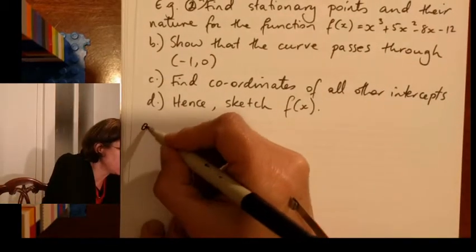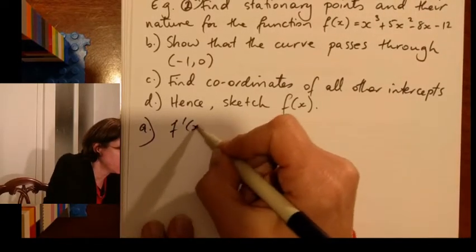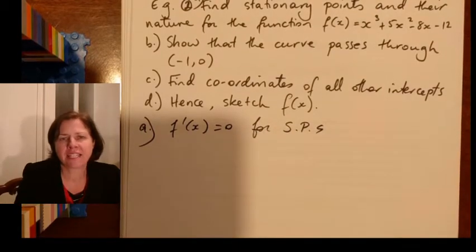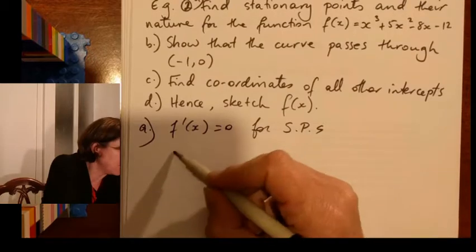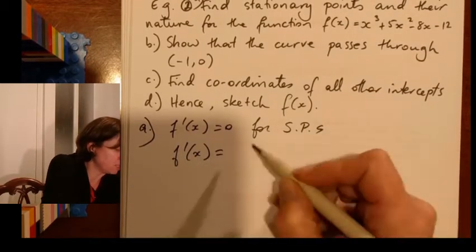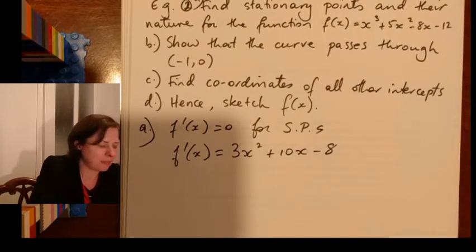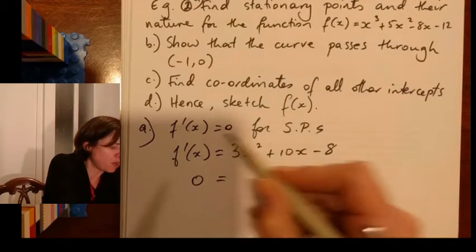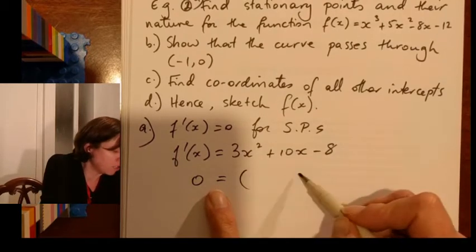To find the stationary points, I'm going to need to find f dash of x. Now, I'm going to jot that down in my working. F dash of x will equal 0 for stationary points. So that's going to explain what I'm doing next. So I need to find f dash of x, and it's going to be 3x squared plus 10x minus 8. And I need to make that equal to 0. So I'm going to factorize it, and I'm going to put the 0 in here. I've already explained that in my working here. So I'm going to put the 0 in, and then let's factorize.